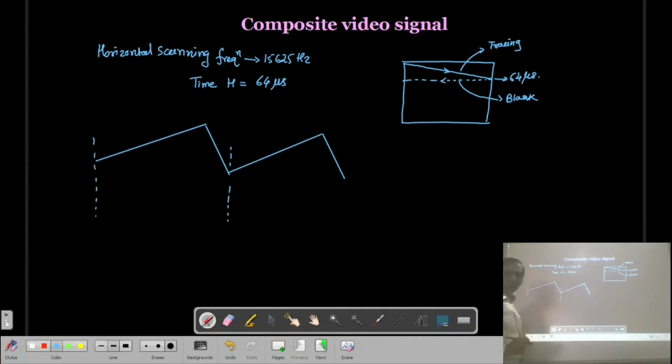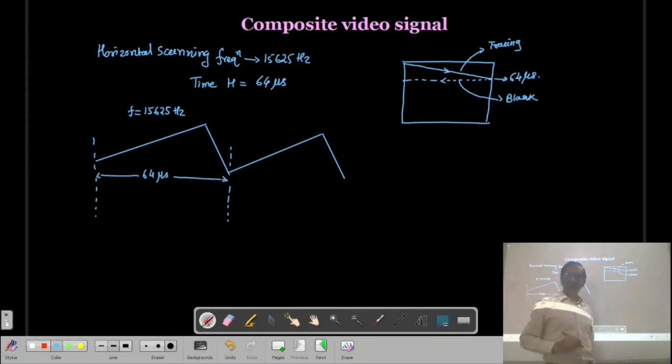We are talking about the horizontal scanning. So the frequency of this signal is 15,625 hertz. So the total time period, if we are talking about this total time period, then it is 64 microseconds. So within 64 microseconds, one line is going to be completed.